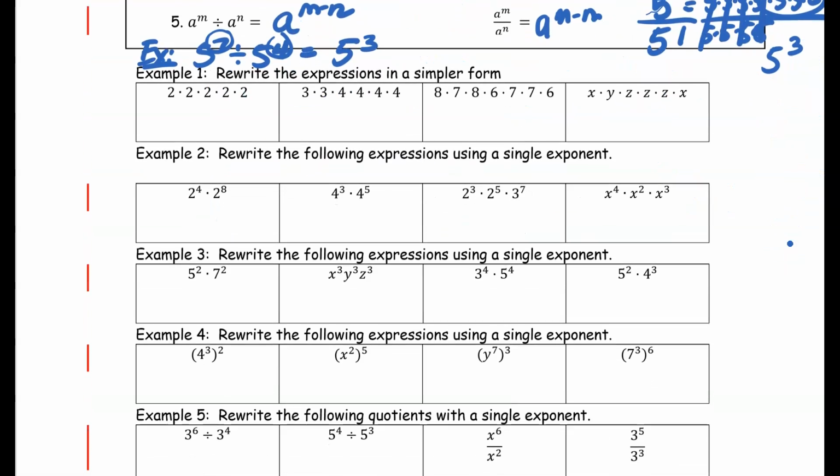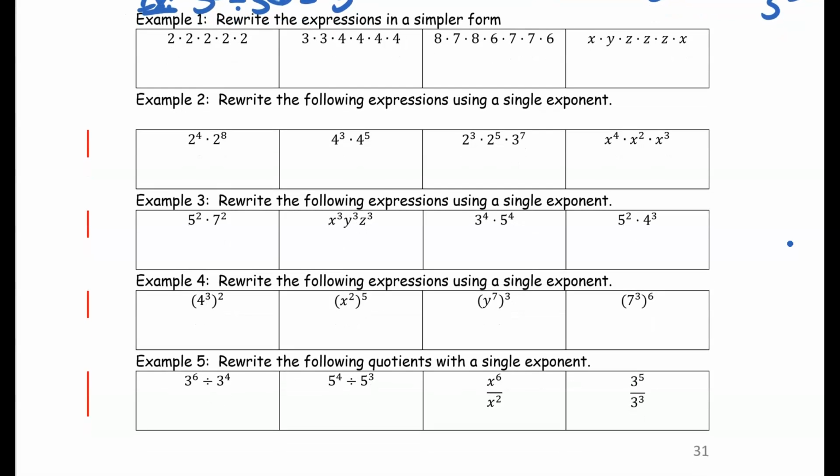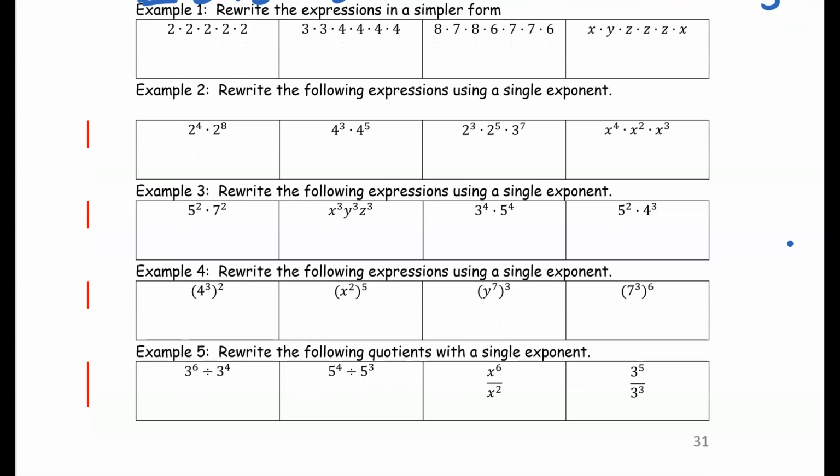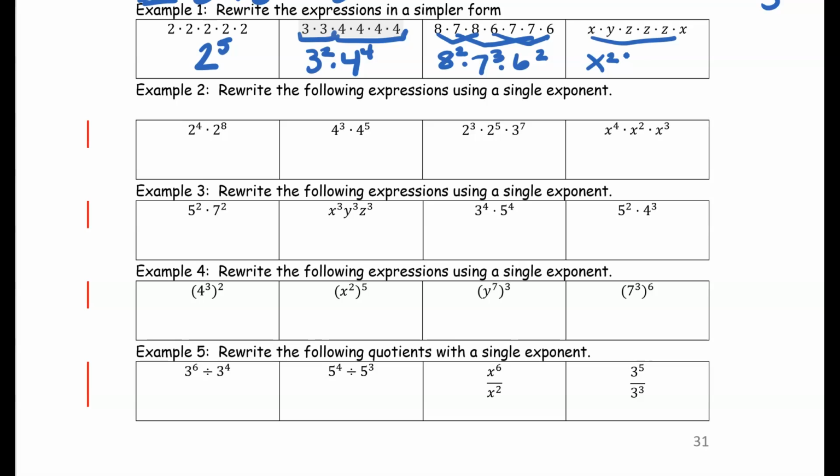So some examples. This would be a great time to pause the video, work on all these examples, and then you can check your work when you're done. So this first row, we've got 2 multiplied by itself 5 times, so 2 to the 5th. We've got 3 squared times 4 to the 4th. It looks like there's 8 squared, 7 cubed, 6 squared. If you want, you can put multiplication signs between them, or you can just write them next to each other. And then it looks like we've got an x squared, a y, and a z cubed.